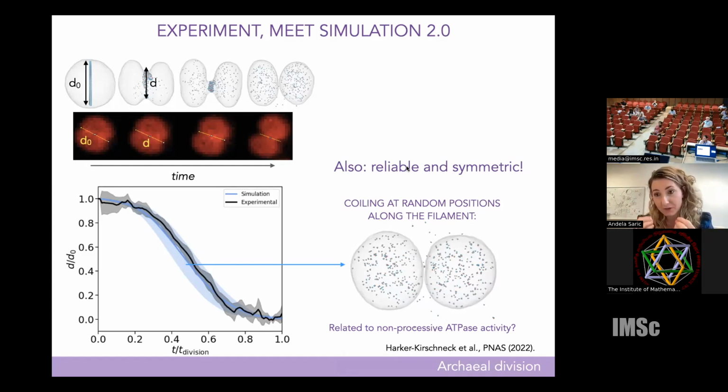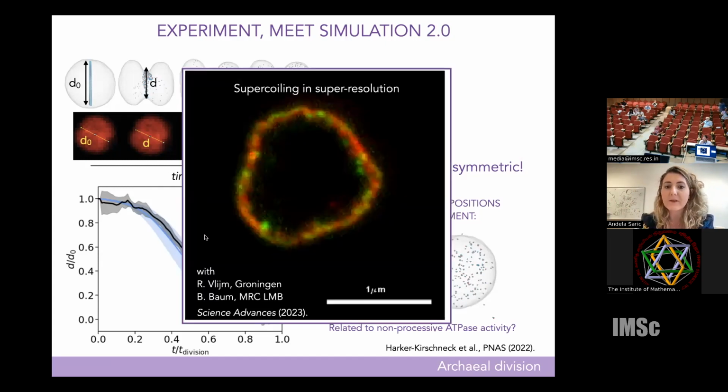This also makes predictions. If you change the rate by which these ATPases use up the bottom filament, you should change the slope of this curve. You should be able to change the shape of the filament. So these are predictions we can give. And we have some recent data from super resolution microscopy. The membrane is in red and this constricting filament is in green. You might see that there are some bumps going out of plane, which could be these supercoils of the filament.